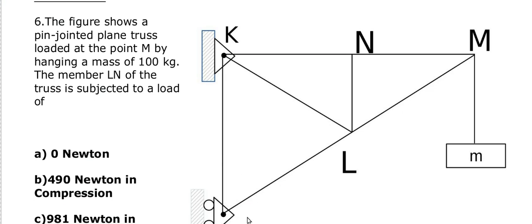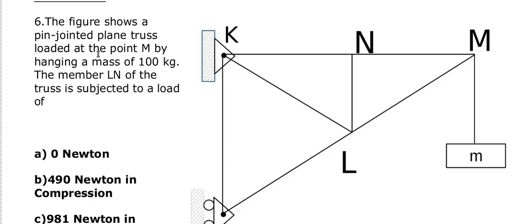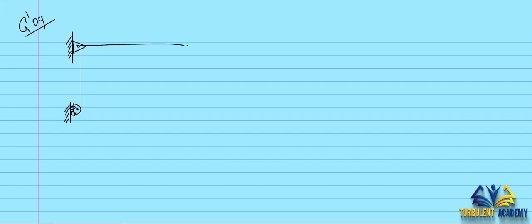First is a hinge joint, next is a roller joint. Let me draw it as such. First it is a hinge joint, next is a roller joint. We have one bigger triangle, I could say, and this is a straight line. Okay, so this is done.